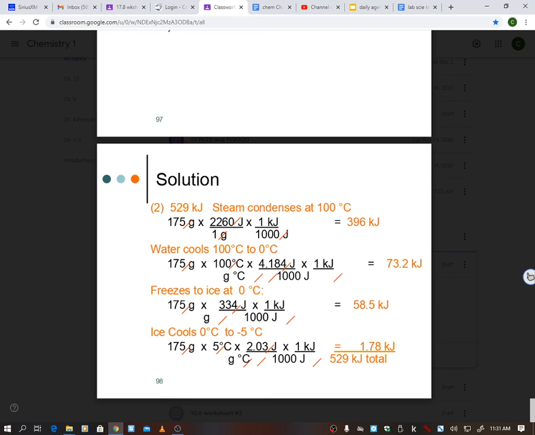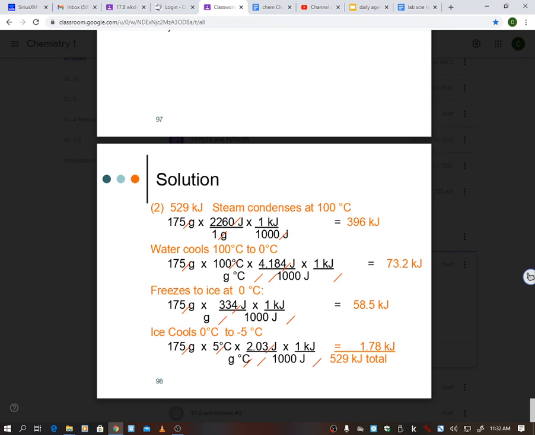But that's how you would do one that actually starts out at 100 and goes all the way down, is freezing and goes beyond freezing. Now I could have one that was a gas, at 102 degrees, and went all the way to -5. Well, then that would give me 5 steps that I would have to do.